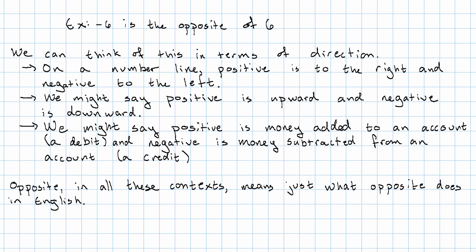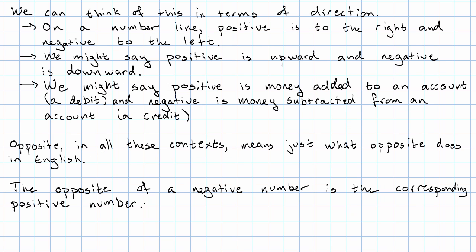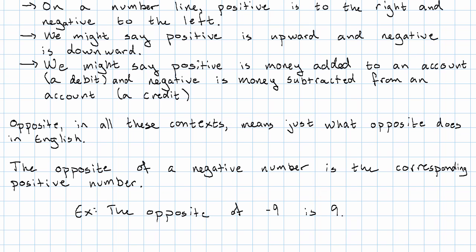The opposite of going to the right is going to the left. The opposite of going upward is going downward. The opposite of getting money is spending money. This also lets us make sense of the opposite of a negative number. The opposite of a negative number is just the corresponding positive number. So for example, the opposite of -9 would just be +9.